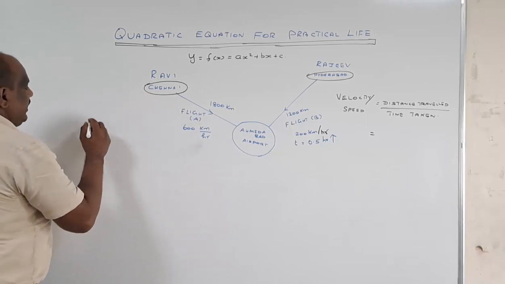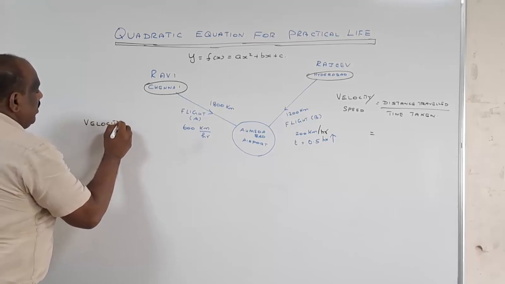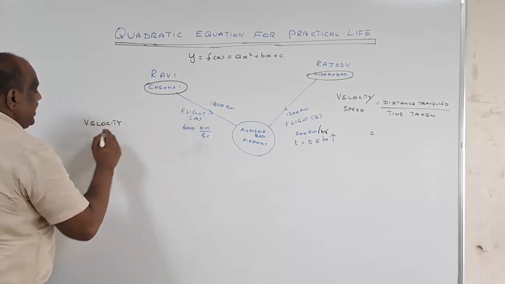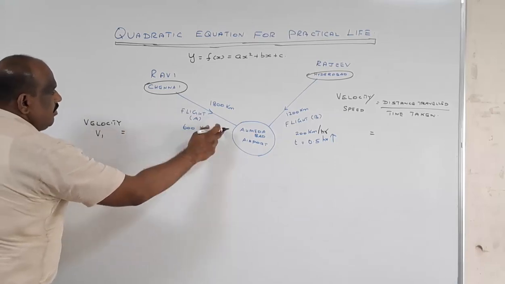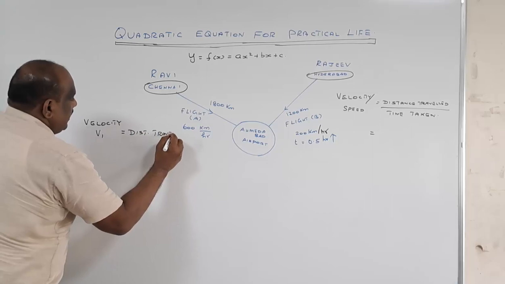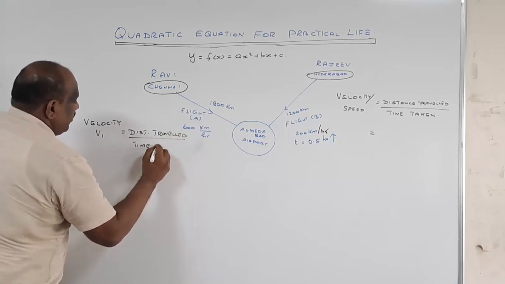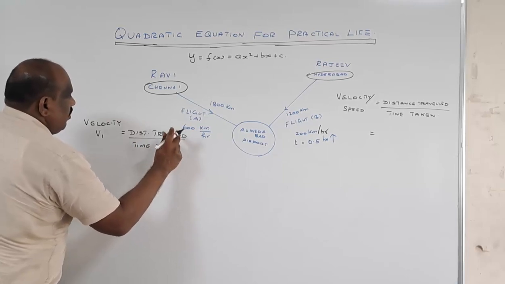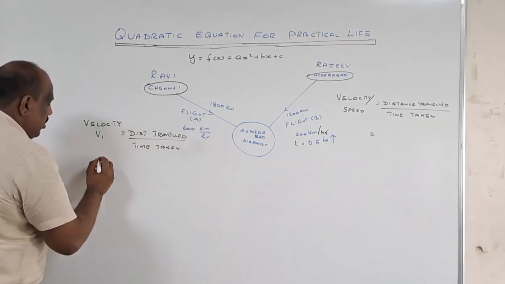What is the formula for velocity? I will keep the velocity of Ravi's flight as V1. V1 equals what? Distance traveled divided by time taken. What is the velocity of flight A? It is 600 km per hour.